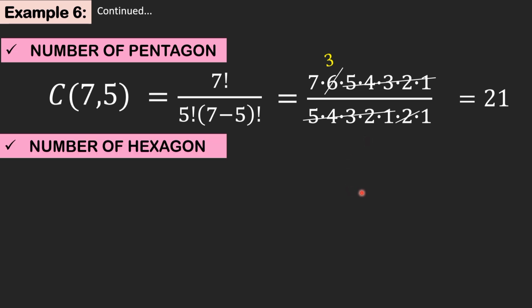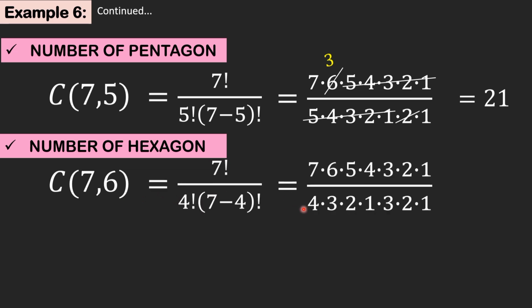Next is finding the number of hexagons. A hexagon is formed by choosing 6 points out of 7 given points. And the number of ways to choose 6 points out of 7 is given by the combination of 7 taken 6 at a time. And substitute the n and r to the formula. Expand and then apply cancellation to simplify. Then this is equal to 7 ways.